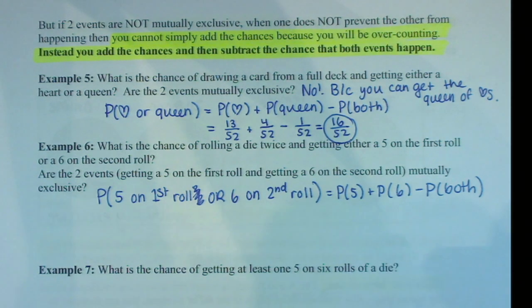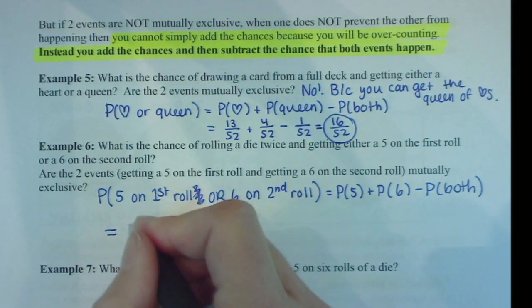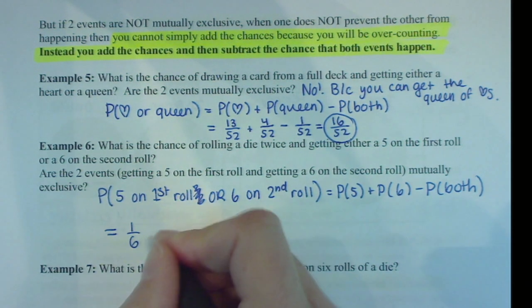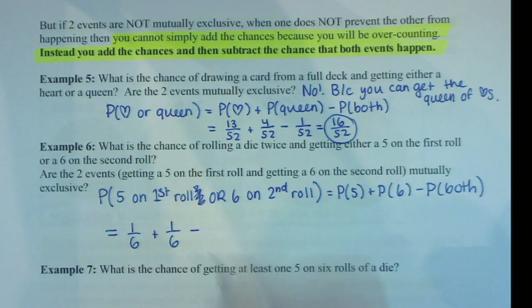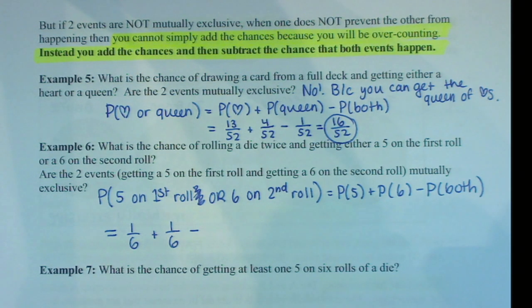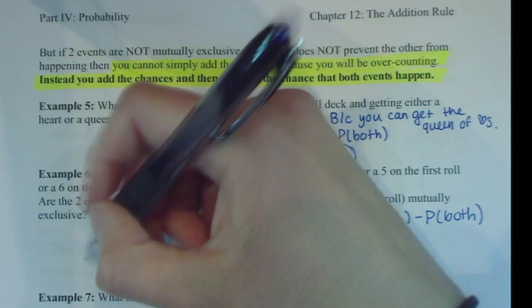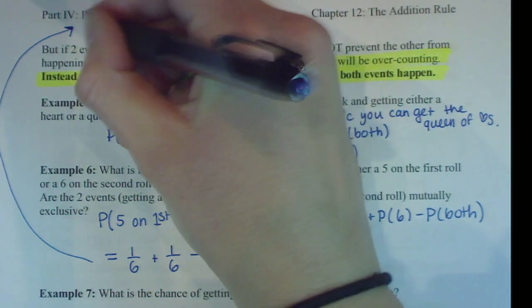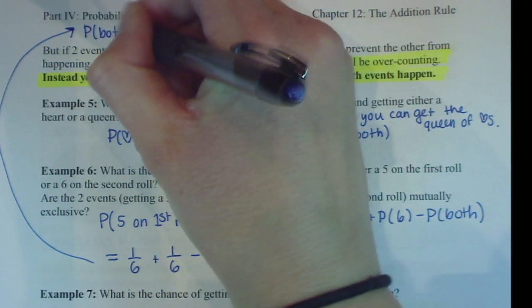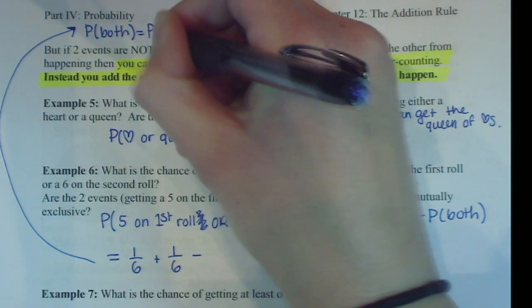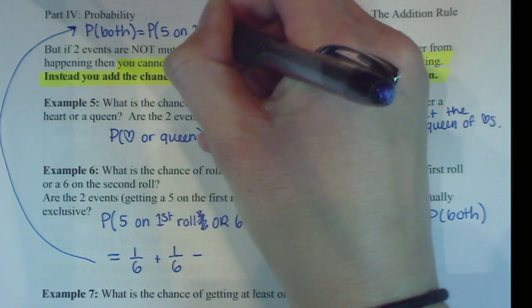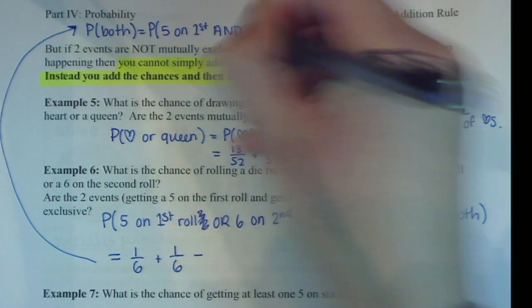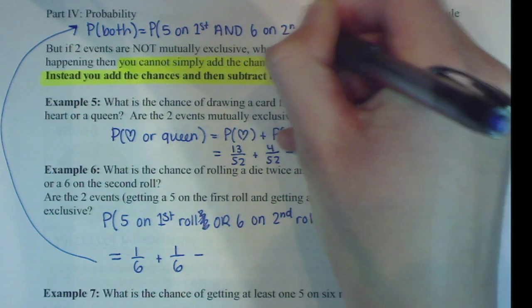So I have to make sure when I do this, the chance of getting a 5 is 1/6. Right? The chance of getting a 6 is 1/6, but I have to subtract the probability of both, the chance of getting a 5 and a 6, since I am rolling twice. So I'm kind of running out of room here, but let's go back up at the top. Just what does this mean? So I'd have to subtract the probability of both. So the probability of both is just both events occurring. That's the probability of getting a 5 on the first roll and a 6 on the second roll.